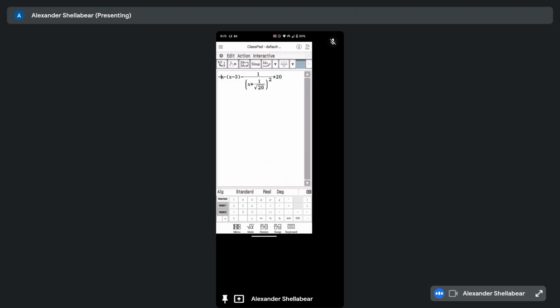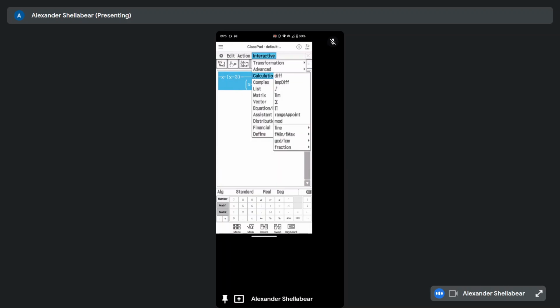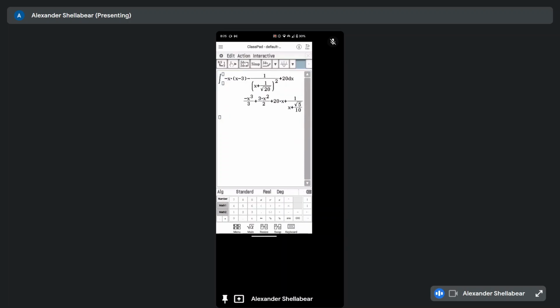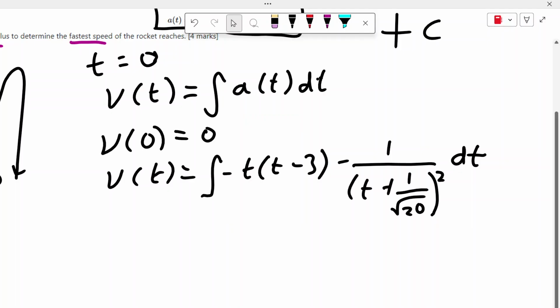Okay, so to find the integral of this, you're going to need to go interactive, calculation, and integrate it, but find the indefinite integral. Okay, and that gives me this value here. So that value I am going to write in. So we can say that we have found the velocity, okay?